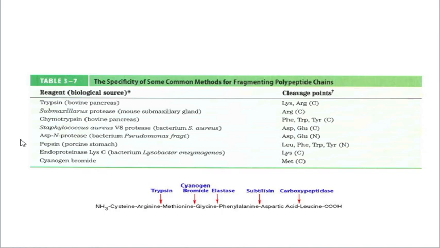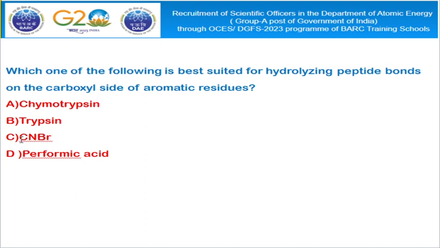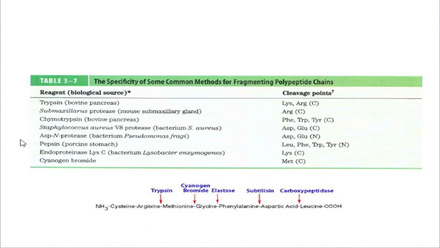It will be cleaving at the carboxyl terminal side chain of methionine. Here they are asking which particular thing is involved in cleaving at the carboxyl side chain of aromatic amino acids. The correct answer is chymotrypsin.